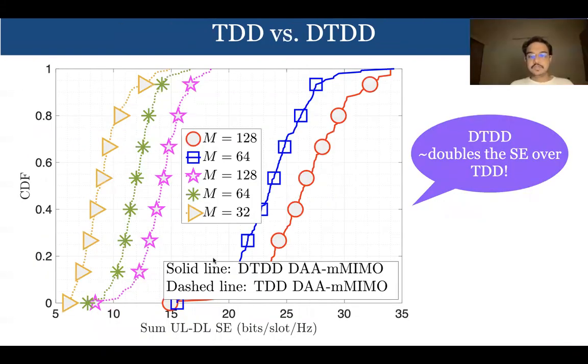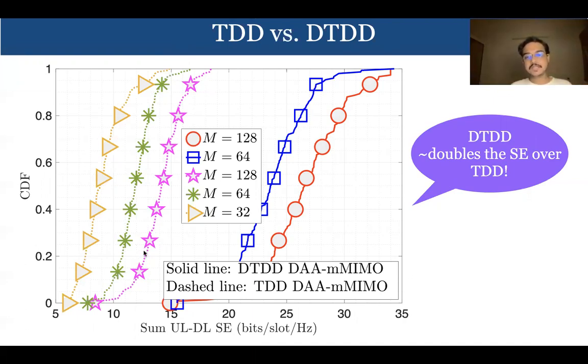To explain how dynamic TDD improves the performance over TDD, we plot the cumulative distribution function of the sum uplink downlink spectral efficiency considering dynamic TDD and TDD in a distributed antenna array massive MIMO system. For example, we consider 128 APs. So these red curves correspond to 128 AP and dynamic TDD enabled distributed antenna array system. And these curves correspond to a TDD based DA massive MIMO system.